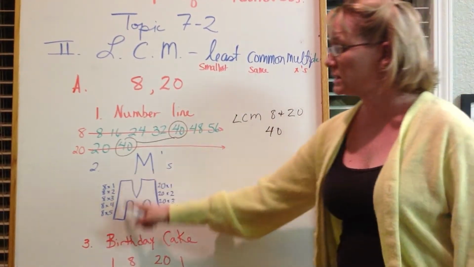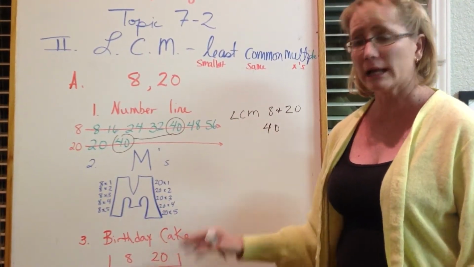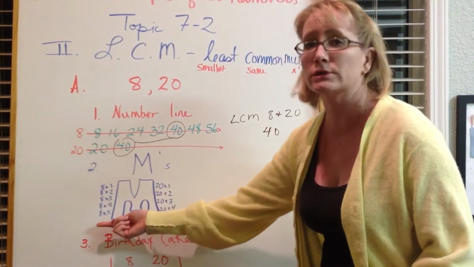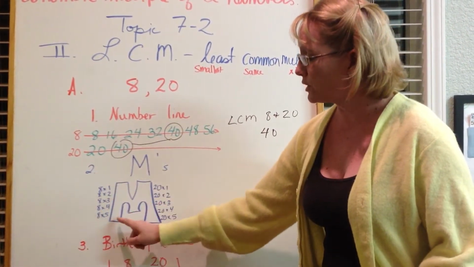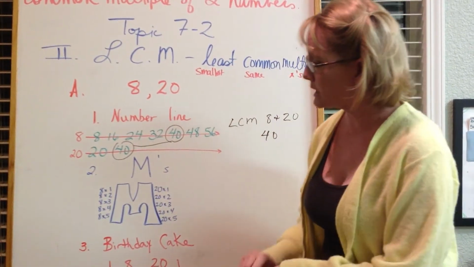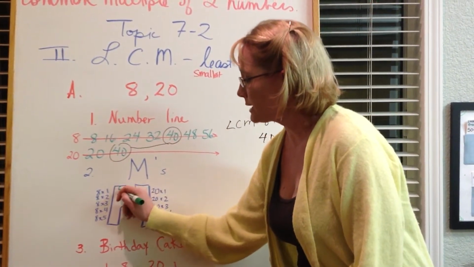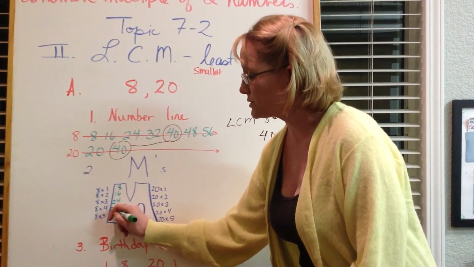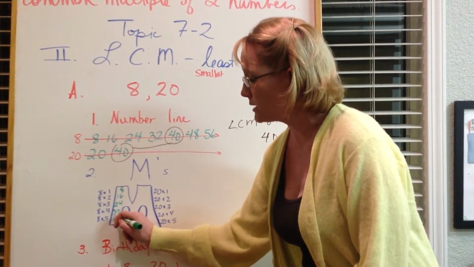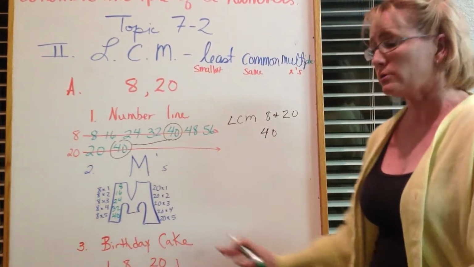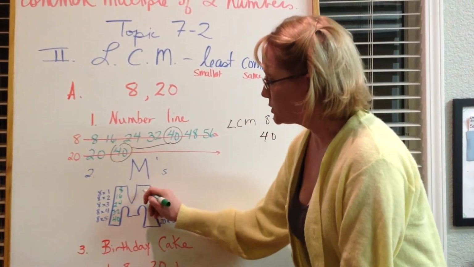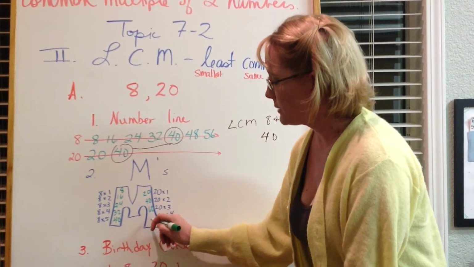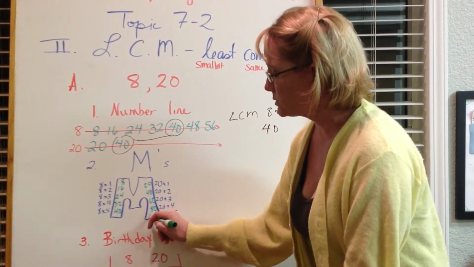The other way of doing it is with the M's, and I gave you those paper M's today in class, so you could just tape them into your notes. What you're going to do is write the multiples again. On one side of the M, we're going to write the multiples of 8. We have 8 times 1 is 8, 8 times 2 is 16, 8 times 3 is 24, 8 times 4 is 32, 8 times 5 is 40. On the other side of the M, you're going to do the multiples of 20. 20 times 1 is 20, 20 times 2 is 40, 20 times 3 is 60, 20 times 4 is 80, and 20 times 5 is 100.